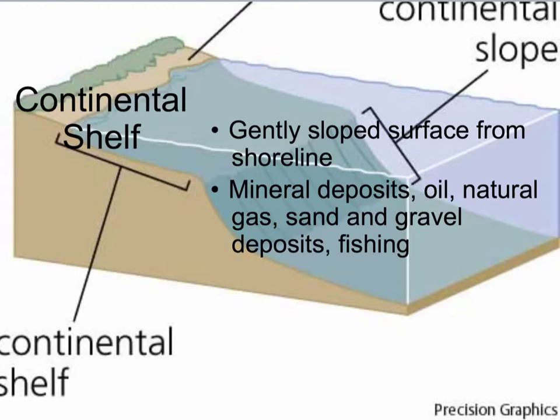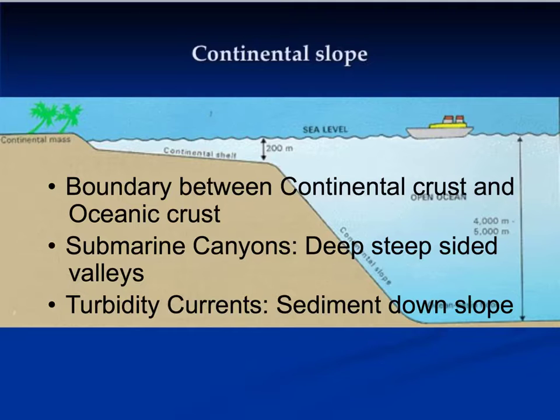You should have a basic understanding of the features of the ocean floor. For example, when you are swimming in the ocean, you are swimming along the continental shelf. This is a very gently sloping area that extends from the shoreline out. This is where we do most of our fishing, where we have our oil rigs, and where we pick up the majority of minerals, sands, and gravels that we use.